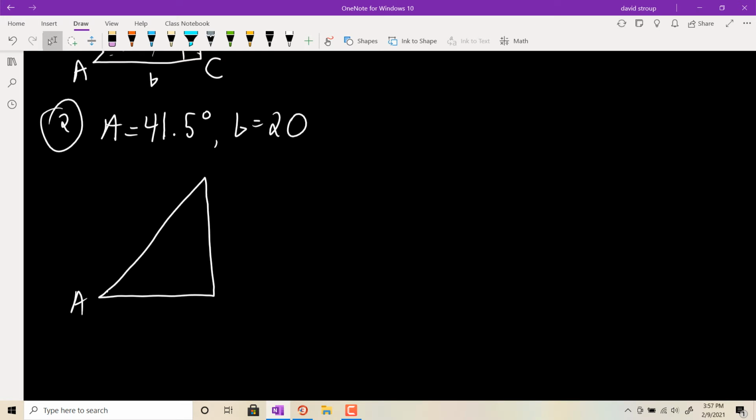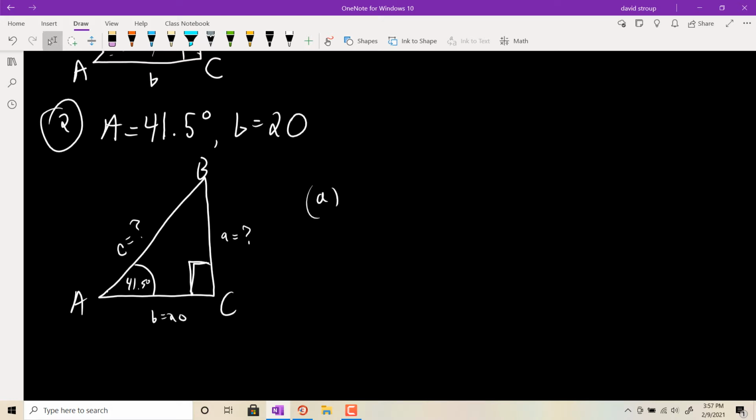So A, B, C. So this little b is 20. We don't know little c, and we don't know little a. And this angle here, this one is 90 degrees. It's always going to be 90 degrees. This one is 41.5 degrees. Okay.